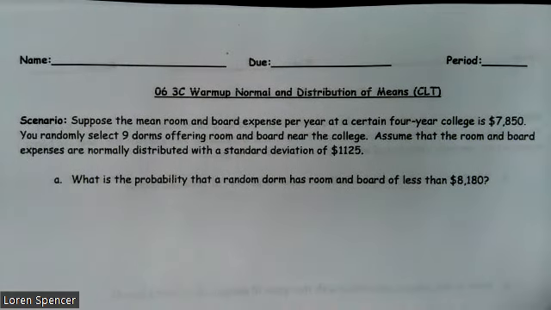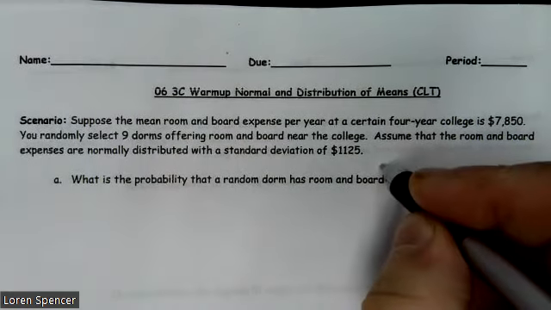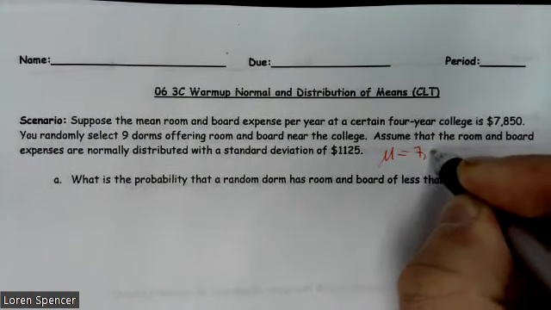Suppose the mean room and board expenses per year at a certain four-year college is $7,850. That's important because we just learned about the mean. So the mean is 7,850.